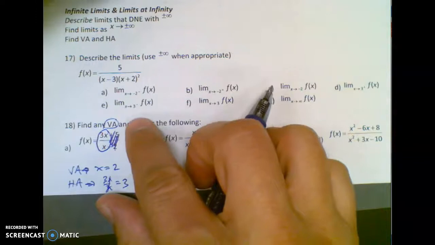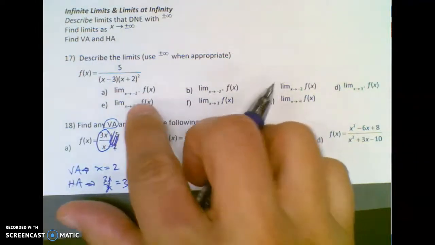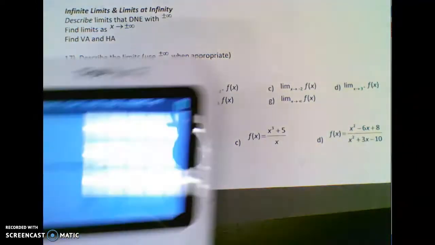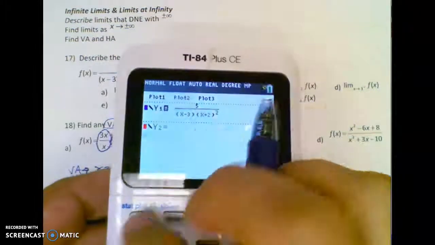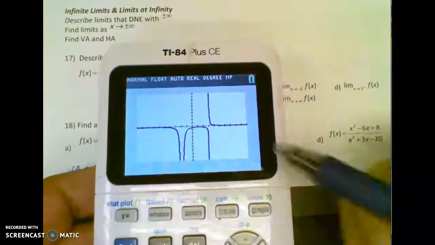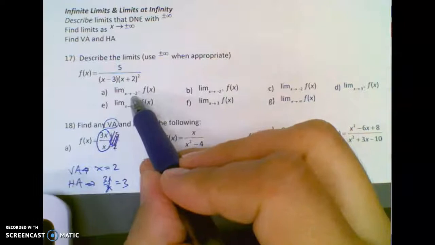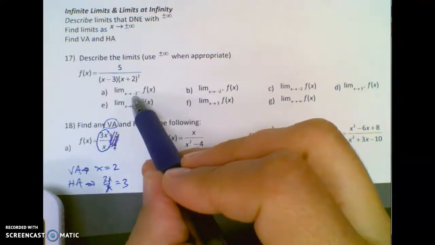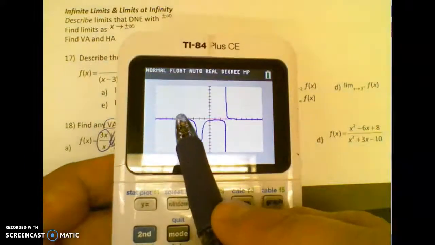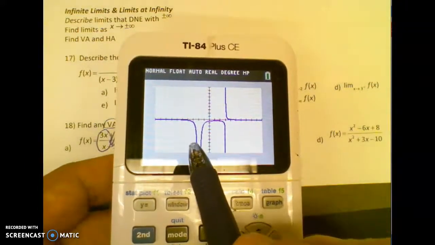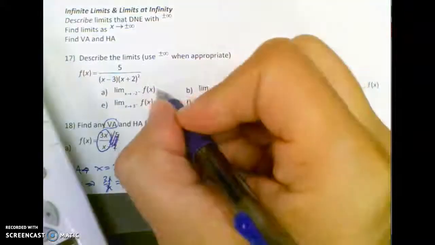So now to this last one, probably the easiest way is to type this in your calculator. And I type that equation in my calculator, see y equals. And when I look at the graph, if you want me to say what does the y do as x gets closer to negative 2 from the left, I find x negative 2 from the left and I trace it, it goes down forever. That's negative infinity.